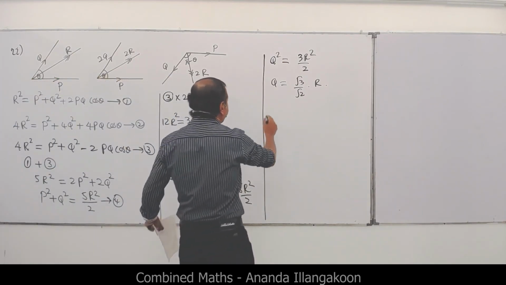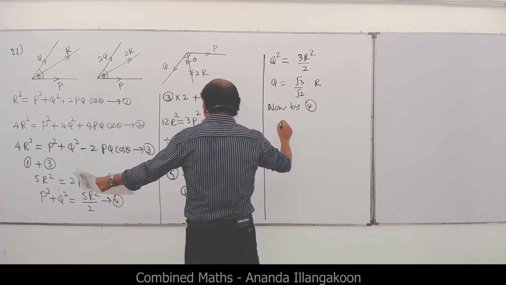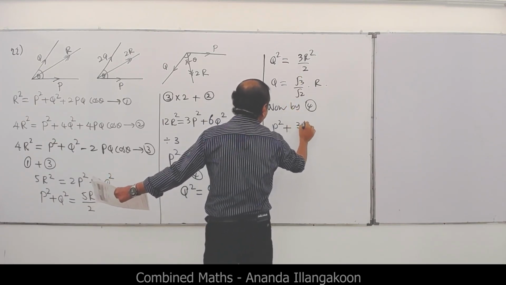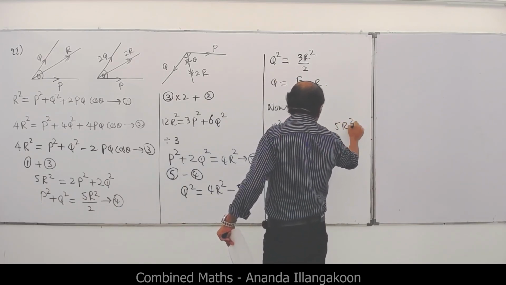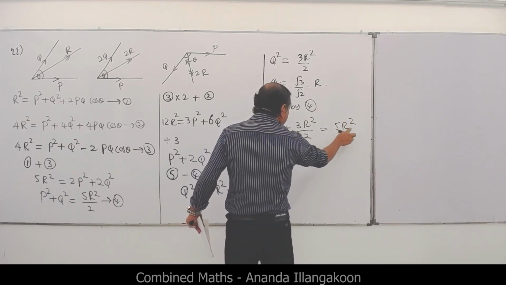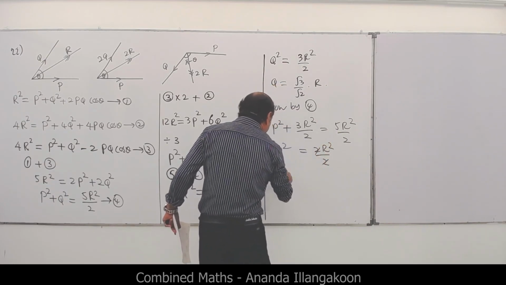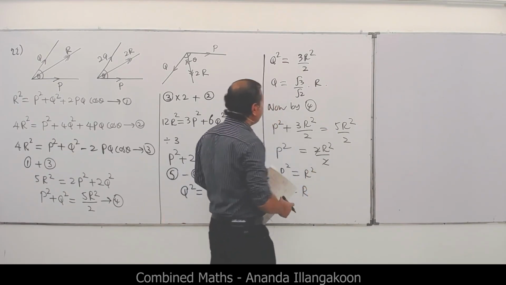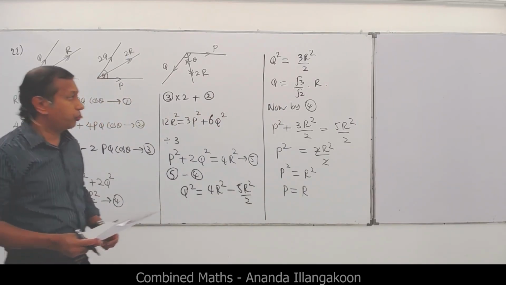Now by 4, P squared plus Q squared, that is this 3R squared by 2, equals 5R squared by 2. Then take this to the right hand side: 5R squared minus 3R squared is 2R squared by 2. This and this you can cancel down. P squared equals R squared. P equals R.